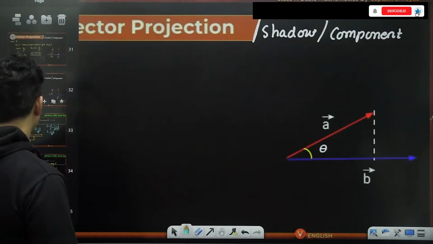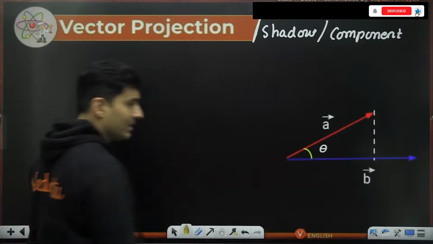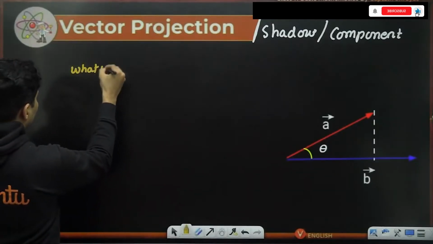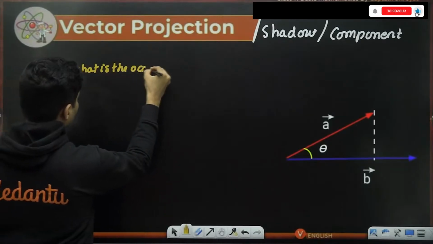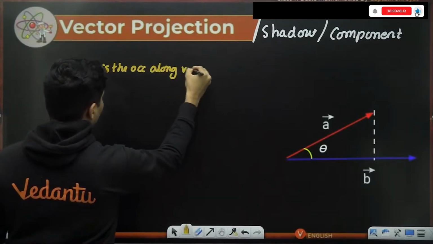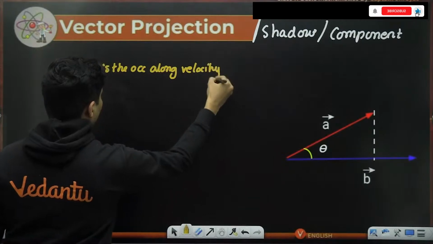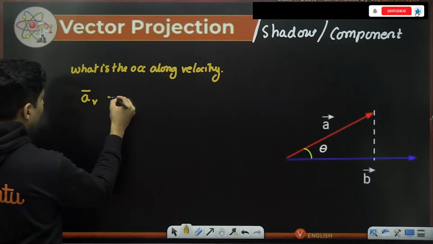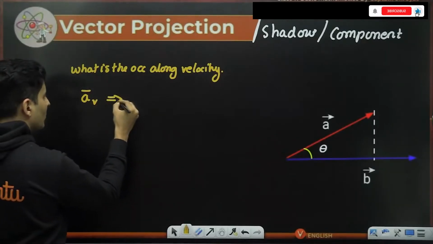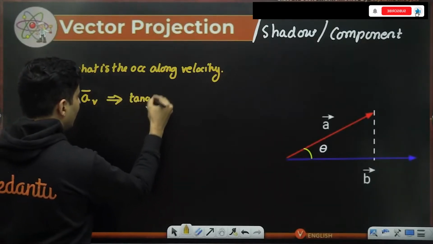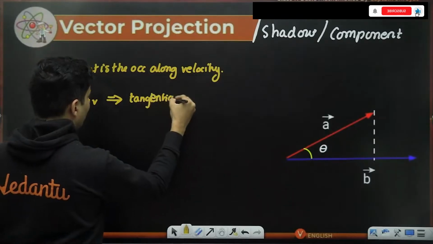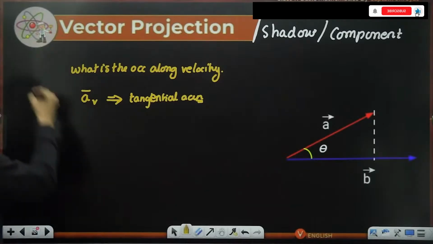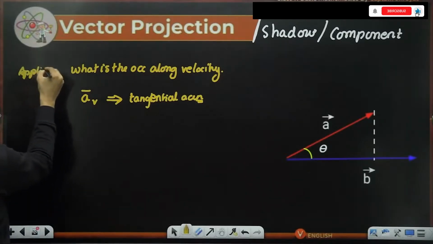See, the concept of projection of vectors is used many times in kinematics also. For example, what is the acceleration along the velocity? That means acceleration along velocity. This is also called, sometimes, the tangential acceleration. Yes. So this is one such application.